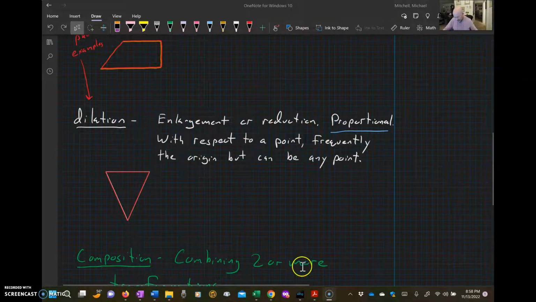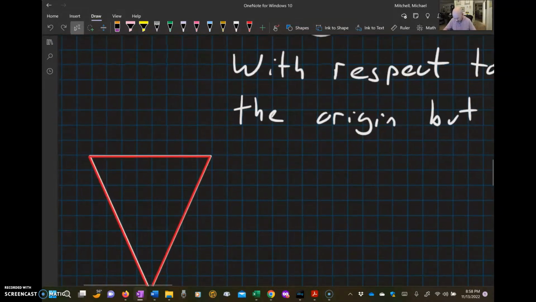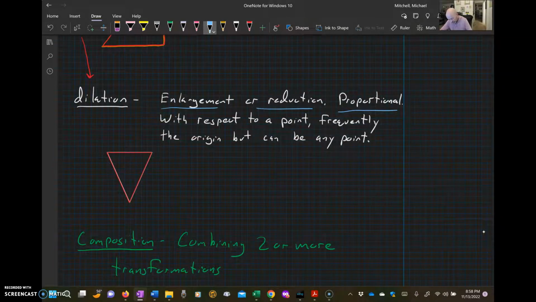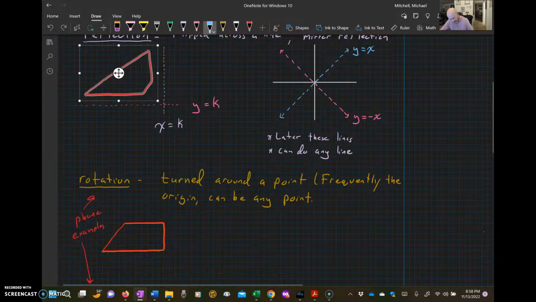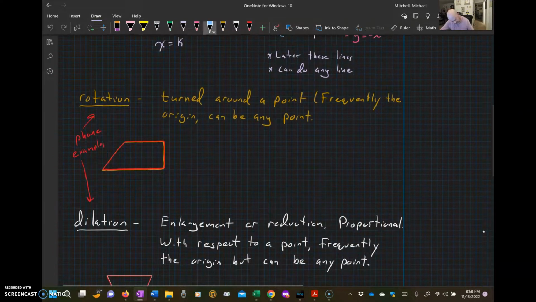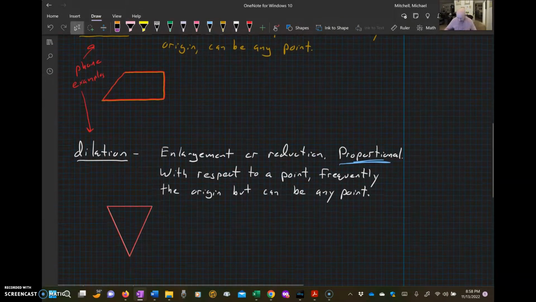So dilations, you do this on your phone all the time. You already did it. You zoom in on something, zoom out, that's a dilation. Now, enlargement or reduction. Whoops, went a little far. And then we have the one I already had underlined, proportional. It's got to stay proportional. That's the key. That's what you're going to be doing in the assignment.